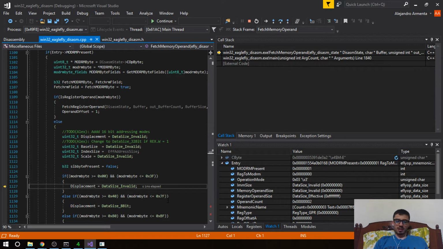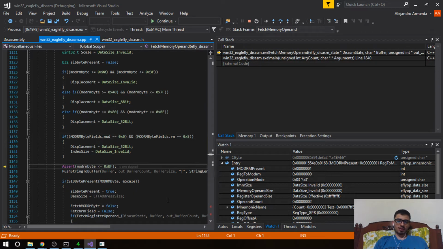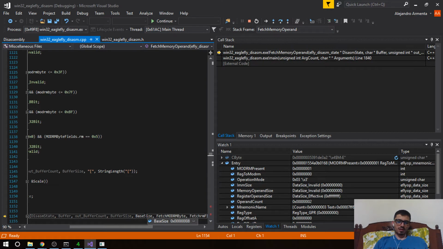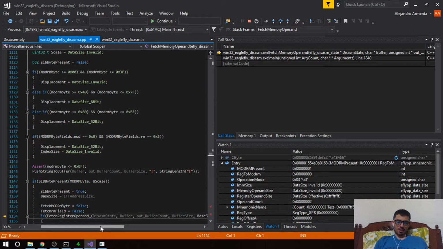We're going to have a displacement for a particular case, and the displacement is going to be null. That's correct. We have an SIB present, which is interesting, so we're going to go and fetch the base. Now the base size, we define it to be 8. That's correct. So let's go and enter.